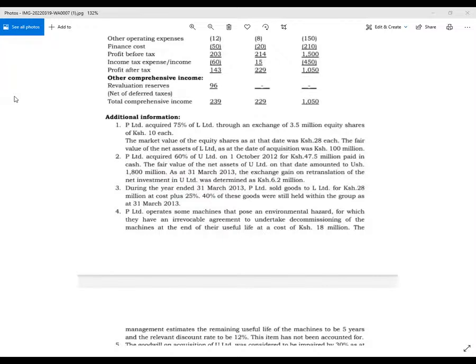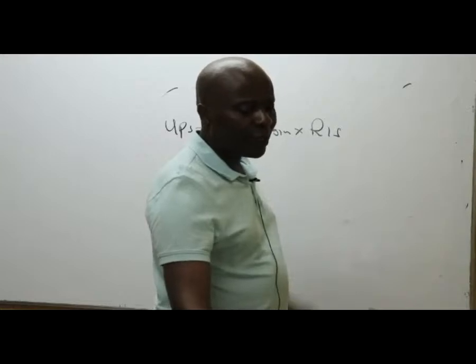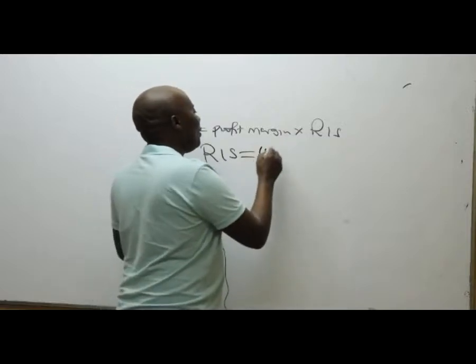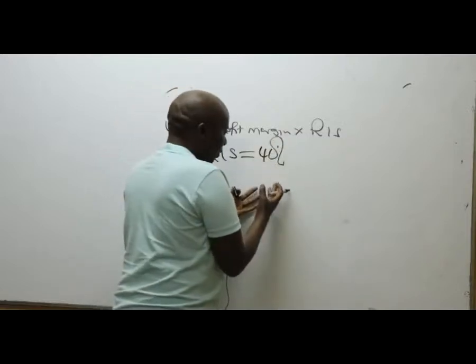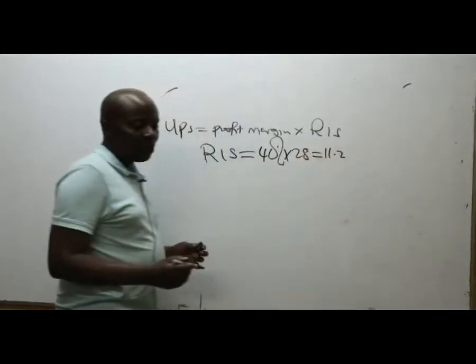From note number 3, is there anybody who can give us the RESE value? The total goods sold were 28 million. It's 40% of these goods which were still held within the group. So the remaining intra-sales will be equal to what? The remaining intra-sales will be 11.2. You guys are correct. You guys are bright. Because what you've told me is that this RESE will be 40% remaining with us times 28, which in this case gives us 11.2.